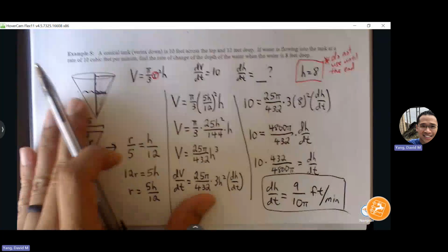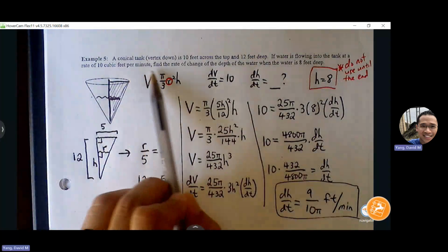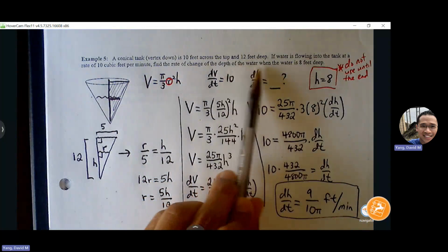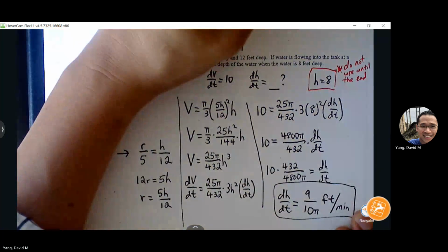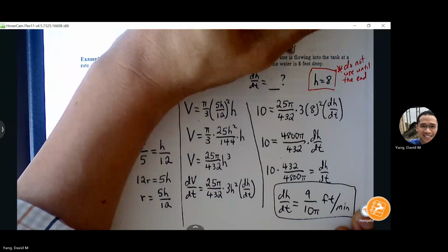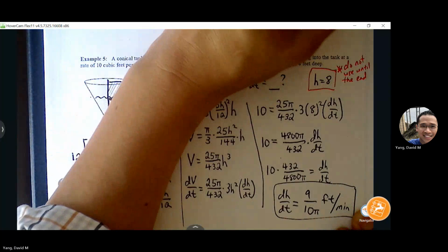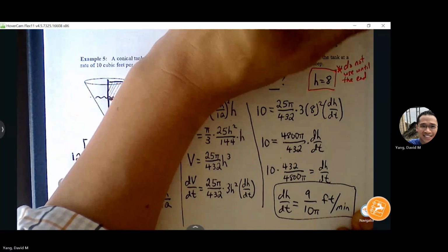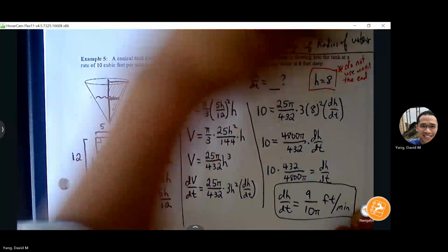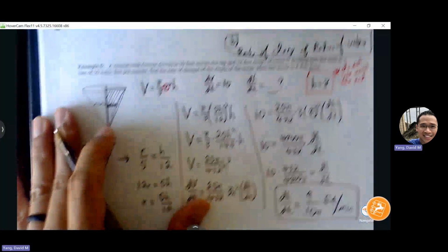Now, let me add on to this problem. What if it says find the rate of change of the radius of the water? At the same moment, okay? Let's say this is part B. Find the rate of change of radius of water.